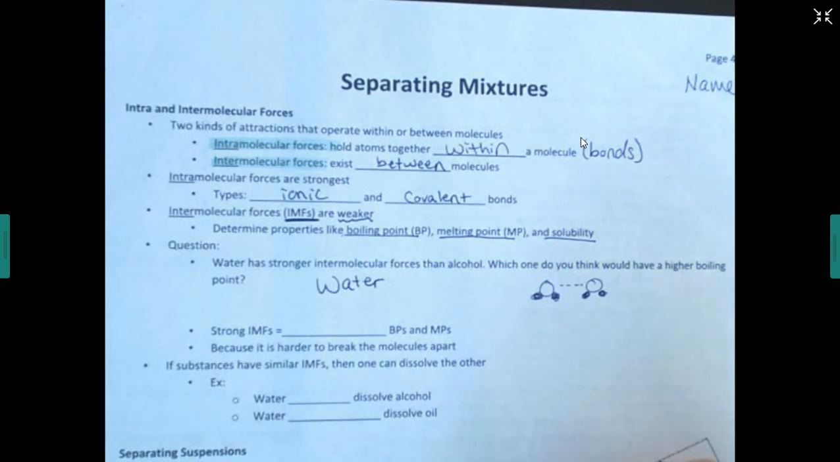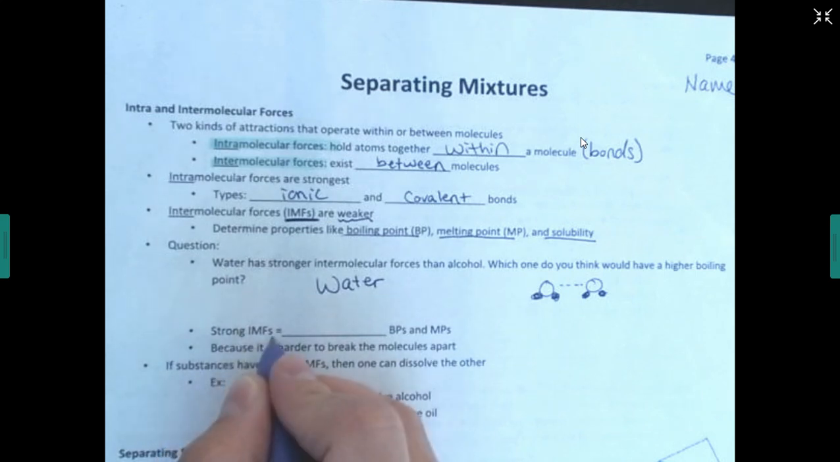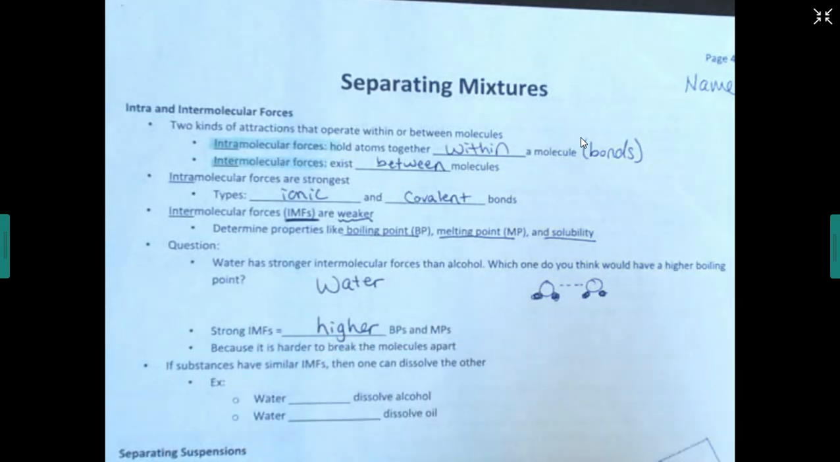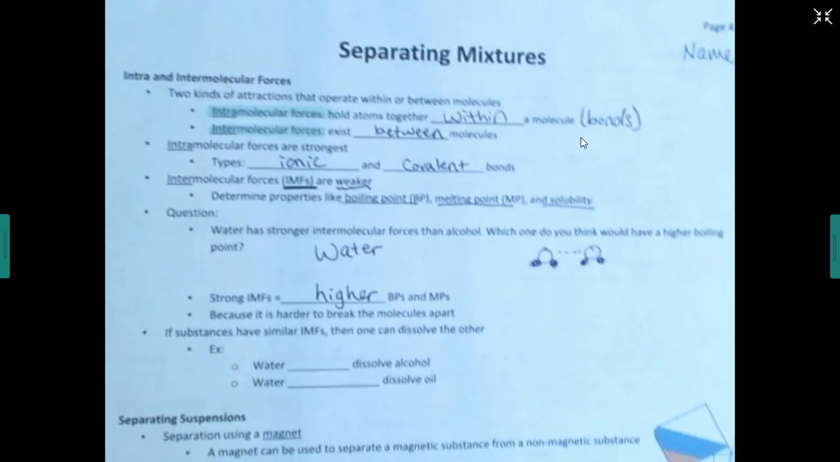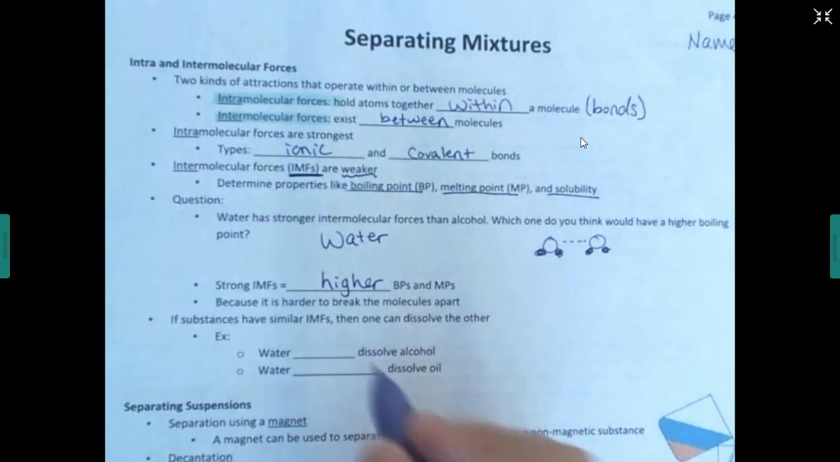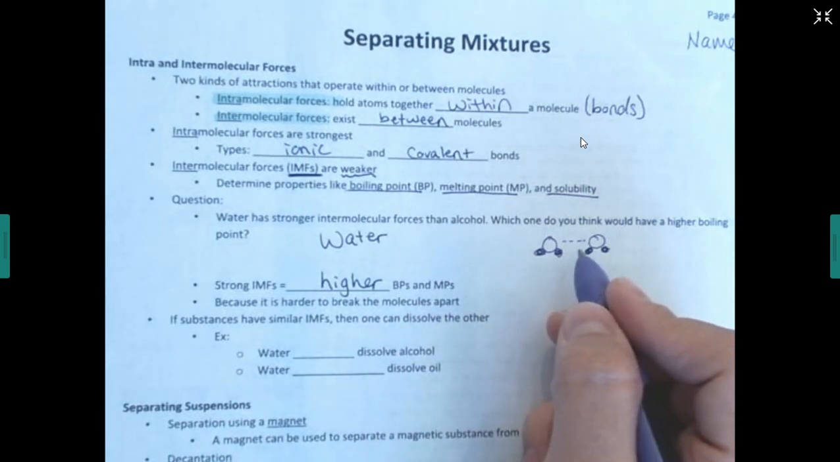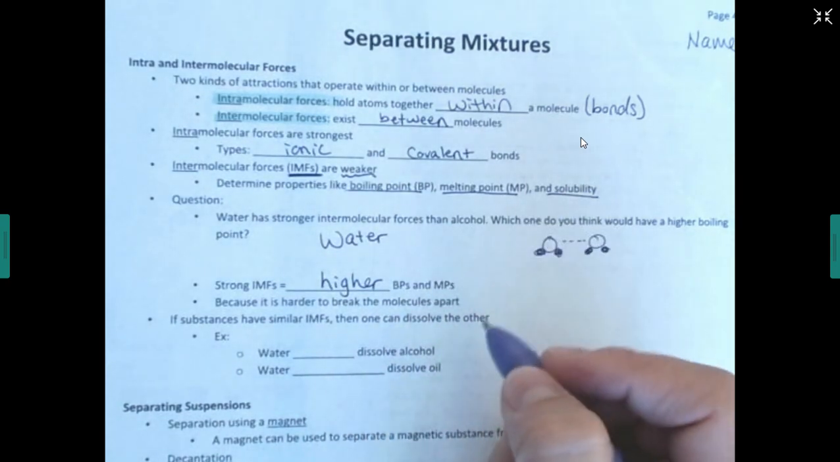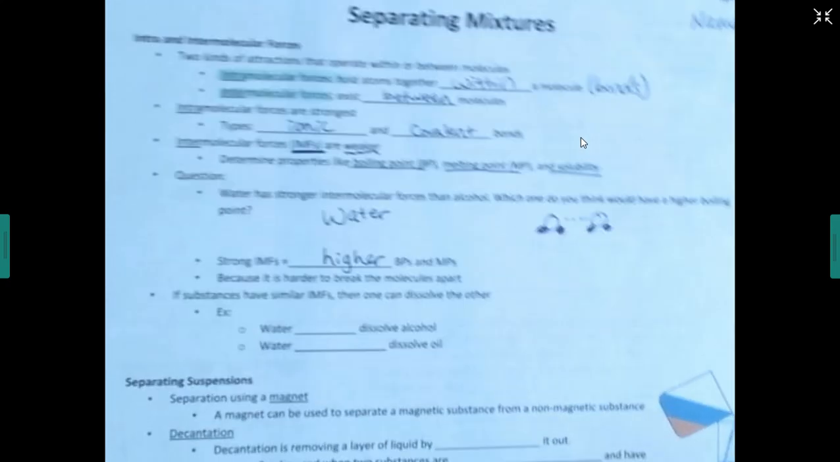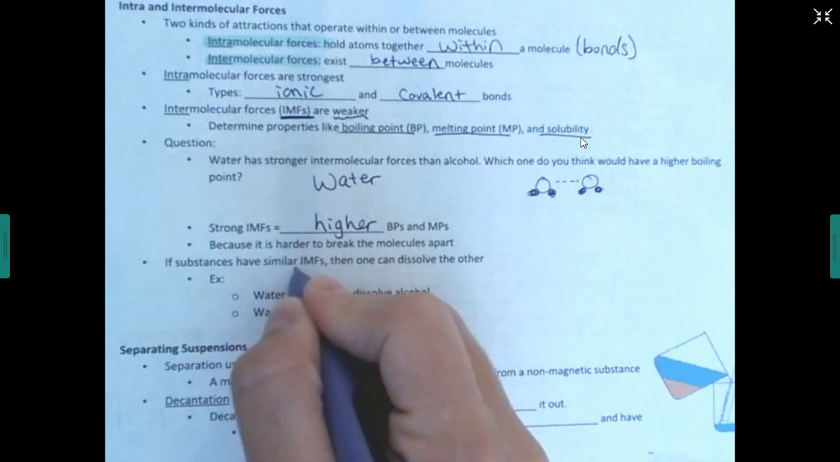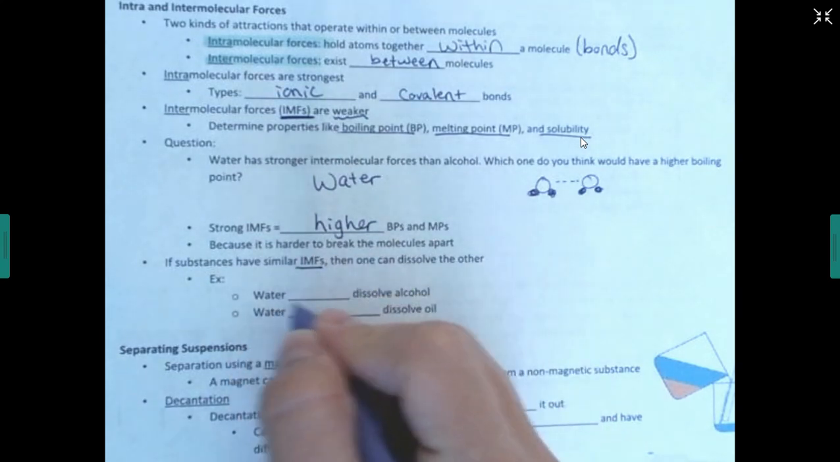Okay, so the stronger the intermolecular forces, the higher the boiling point and melting point. Okay, because it is harder to break the molecules apart. Like I said, if it's harder to break the molecules apart because they're more attracted to each other, it's going to take more energy. That melting point or boiling point is going to be higher. Okay, if substances have similar intermolecular forces, then one can dissolve the other.